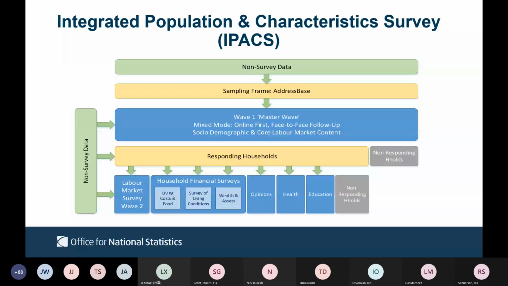So I won't go into it in any detail, but the key thing to take a look at is that you've got a big horizontal rectangle in the middle there, which says wave 1 master wave. And what we're trying to do is issue a sample of approximately 500,000 households per year at that wave 1 survey. The content of that survey, which would be online first with face-to-face and telephone collection as well, would include socio-demographic and characteristics data, core labour market content, and also coverage data that would be required for population coverage survey purposes.